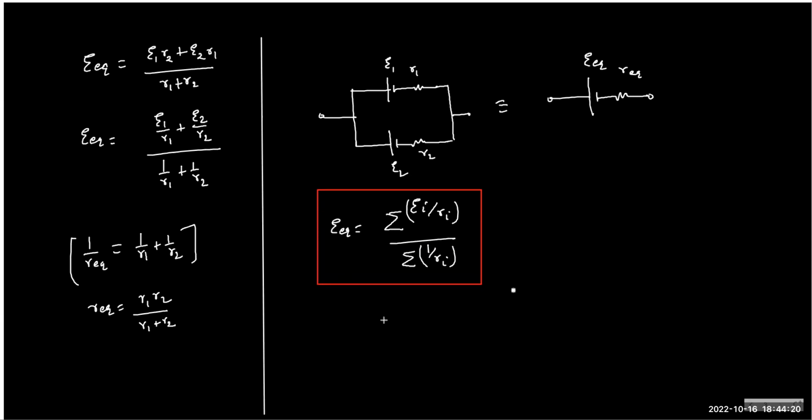Now, what is the benefit of reducing the circuit like this? This is basically called Millman's theorem.